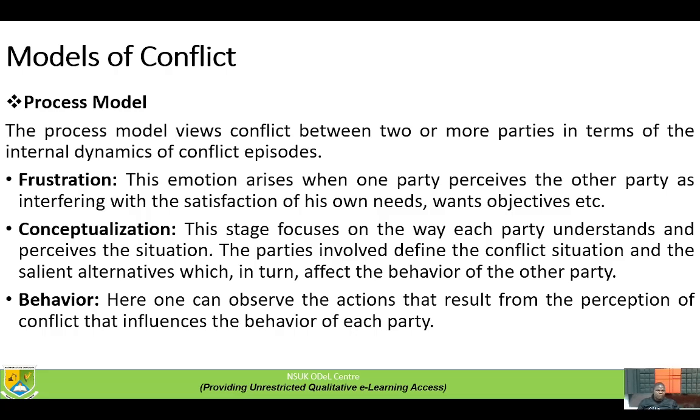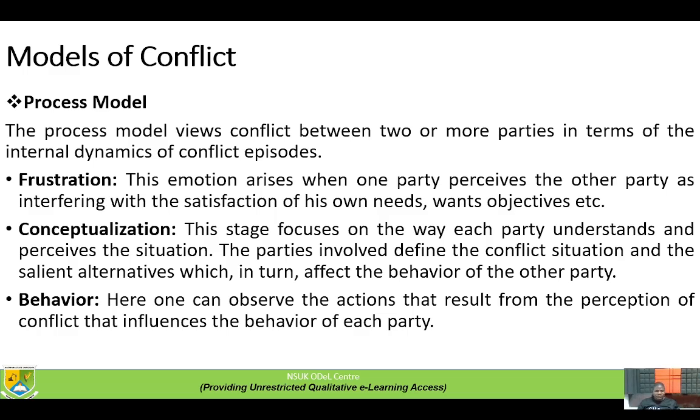Then the next issue is conceptualization. This stage focuses on the way each party understands and perceives the situation. The parties involved define the conflict situation and the salient alternatives, which in turn affect the behavior of the other party. Our thoughts will always not be the same. By concept, we are looking at how you view things, your understanding, your comprehension, how you feel, how you perceive certain situations.